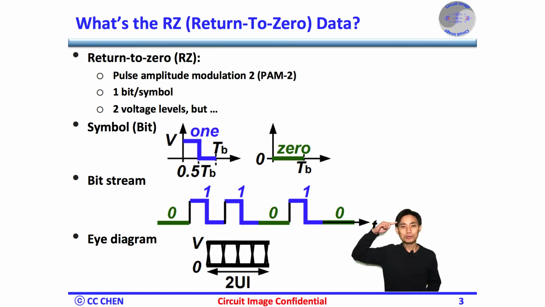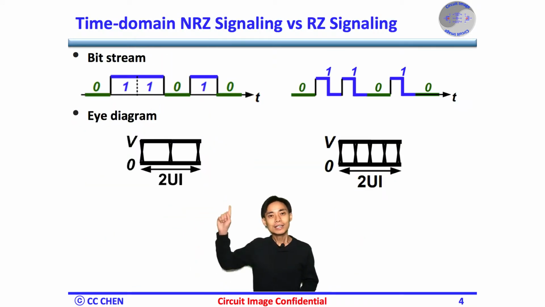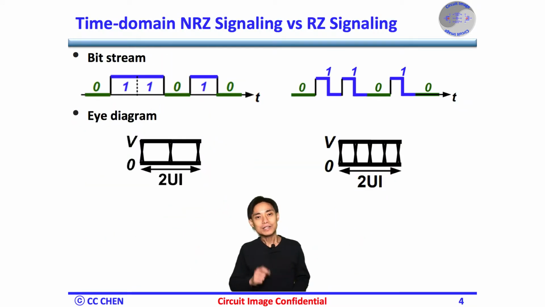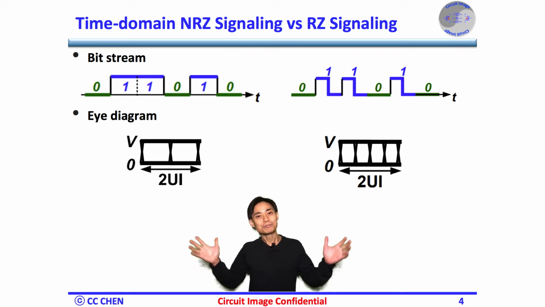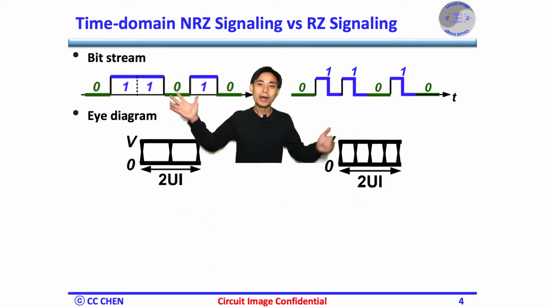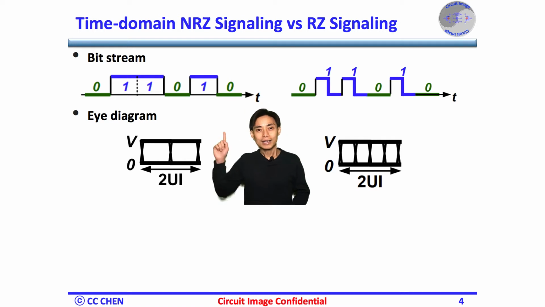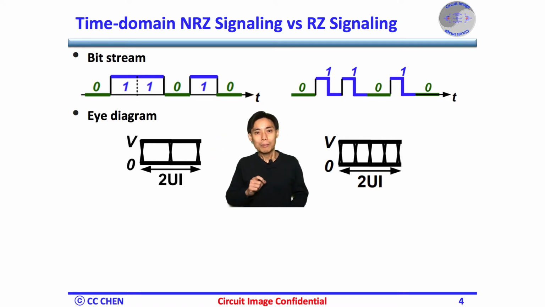Think about your own images for 5 seconds. Good. Here are your time domain NRZ versus RZ images. Do you see any obvious difference between both bitstream and the eye diagram? Bingo! In the bitstream, the RZ data's number of transitions is greater than the NRZ data's number. In the eye diagram, the transition time of the RZ data is half of the NRZ one.